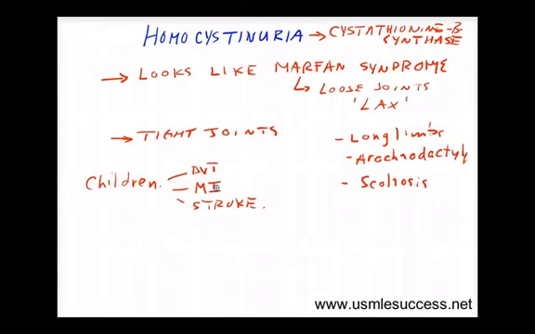Thromboembolic events that involve large or small vessels should point you to homocystinuria. The reason why is because elevated levels of homocysteine are associated with higher risks of stroke. One of the other key findings associated with homocystinuria is that we get retinal detachment.